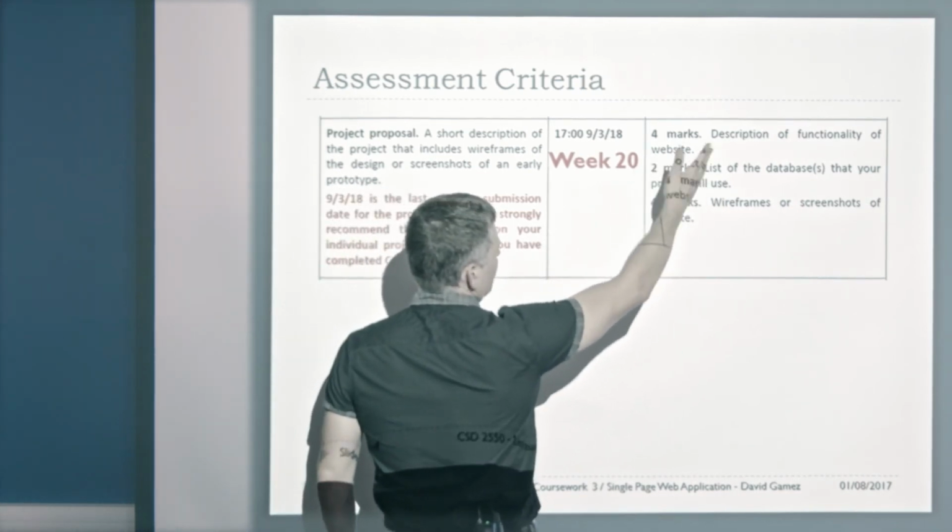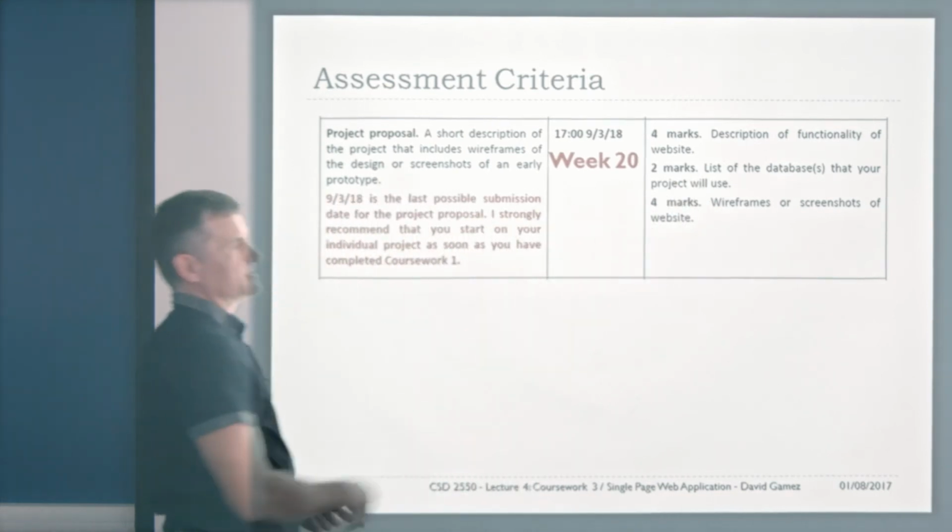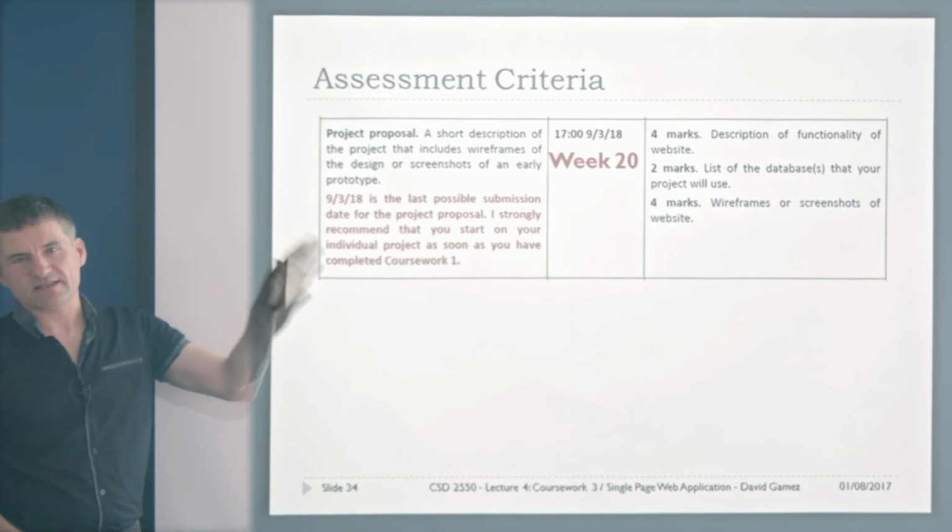So you get 4 marks for describing the functionality, 4 marks for wireframes or screenshots, and 2 marks for listing the databases that your project will use. As I said, any database except for MongoDB is fine.